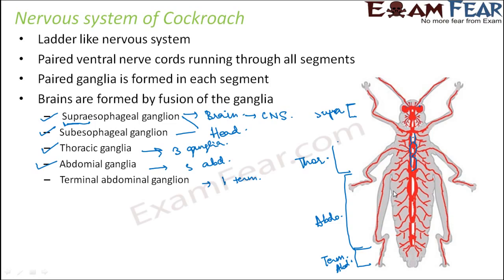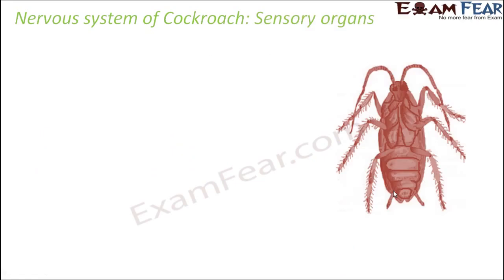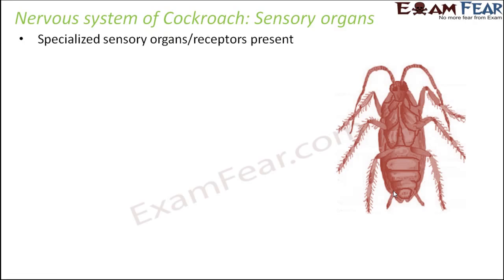Whenever you talk about the dorsal side of the cockroach, you will mostly see the digestive tract. When you talk about the ventral side, you will see the nerve cords. That is, you will see the nervous system. So now let us talk about the sensory organs. When I talk about the nervous system, it becomes very important to talk about sensory organs because they can actually feel the external stimulus. So here specialized sensory organs or receptors are well present.